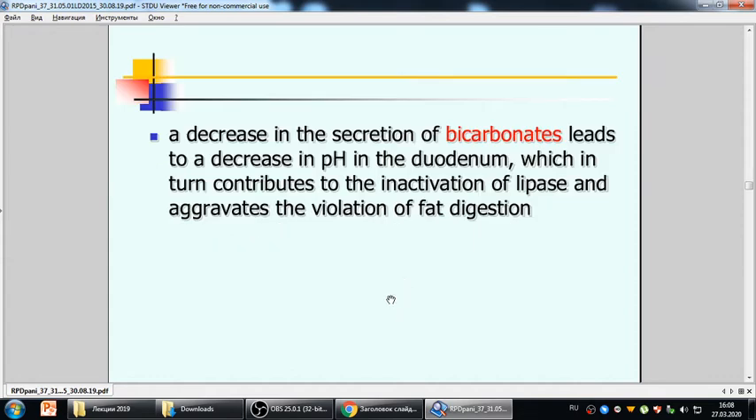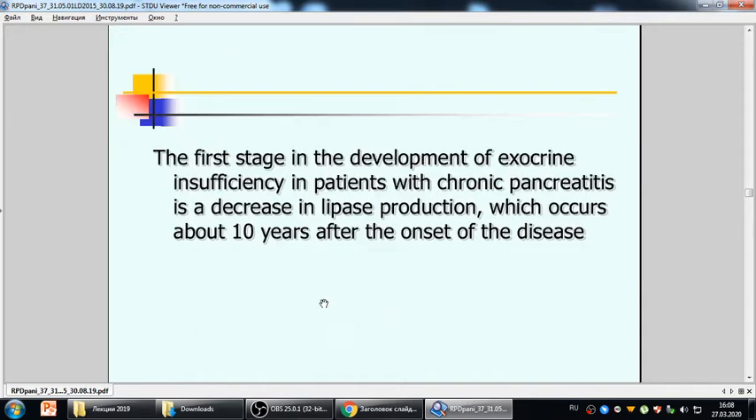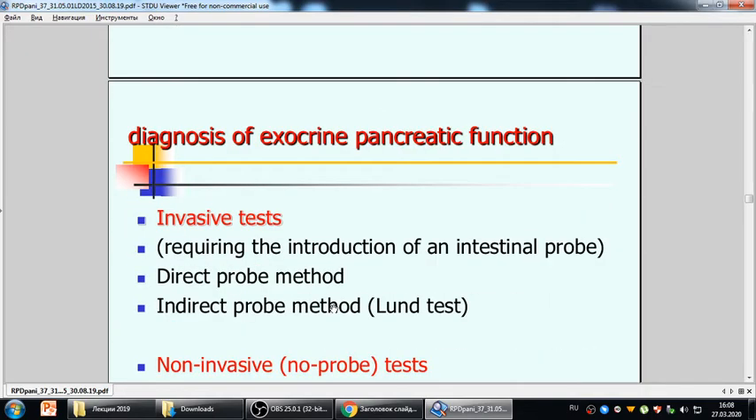Decreasing secretion of bicarbonates leads to a decrease in pH in the duodenum, which in turn contributes to the inactivation of lipase and aggravates the violation of fat digestion. You remember that lipase activation occurs in conditions of 6 to 8 pH. The first stage in the development of exocrine insufficiency in patients with chronic pancreatitis is a decrease in lipase production, which occurs about 10 years after the onset of the disease.